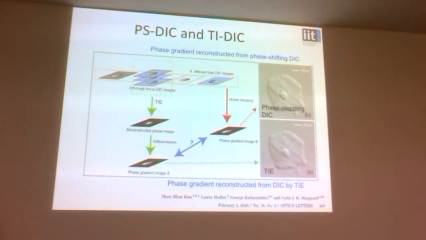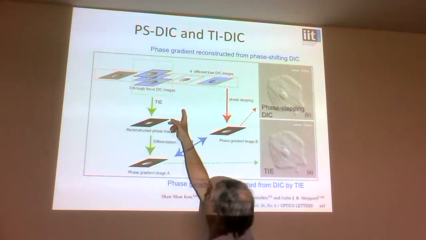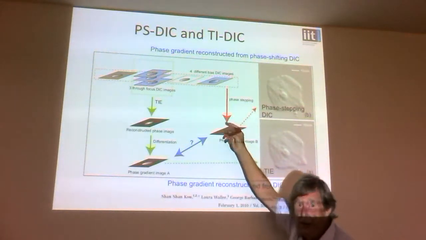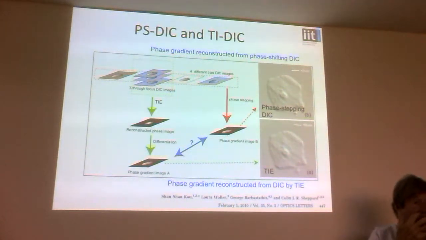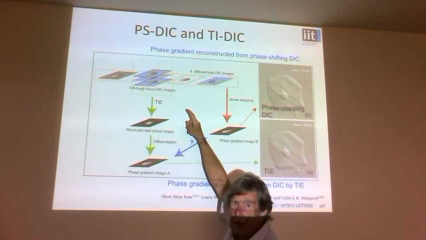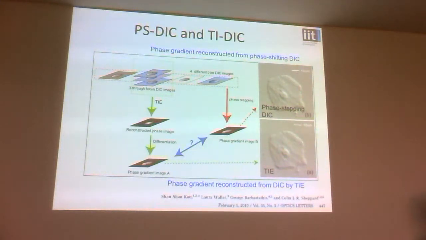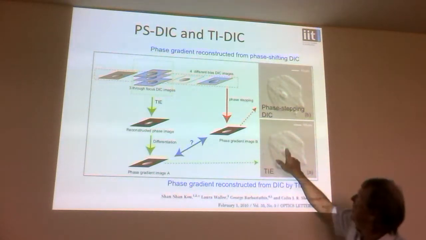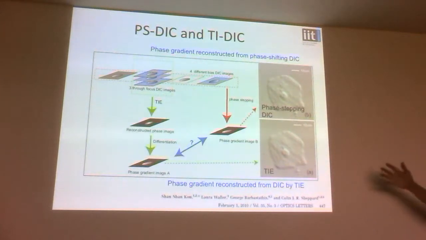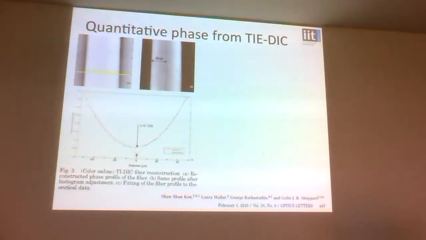So what this is showing then is you've got these 2 different ways now of calculating the phase. We can either do the 4 different bias settings and do the phase stepping DIC and then calculate the phase from that, or we can use the through focus and use the TIE equation and calculate the phase from that. So these are the 2 results. And you see that they look remarkably similar, so I guess that helps us feel as though this is quite a good measurement of what the phase gradient really is in this case. And this is showing that it works quite well quantitatively, looking at an optical fibre again.